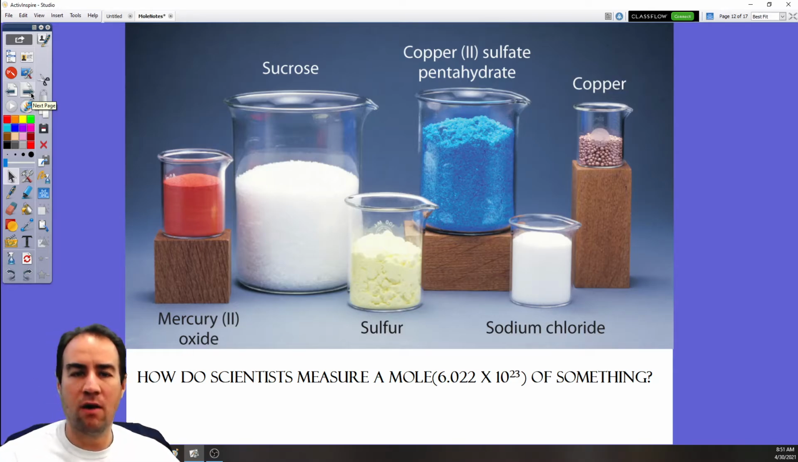Well, I got a picture here of various different substances. A mole of all these different substances, so mercury(II) oxide, sucrose, sulfur, some copper, some just table salt there, sodium chloride. All of those are moles. And so do you think scientists sit there and count out 6.022 times 10 to the 23rd of any of those substances? That would be ridiculous. It would be a massive number, and it would take multiple lifetimes to count that. And so how do scientists actually measure out a mole? And, well, here comes the magic.